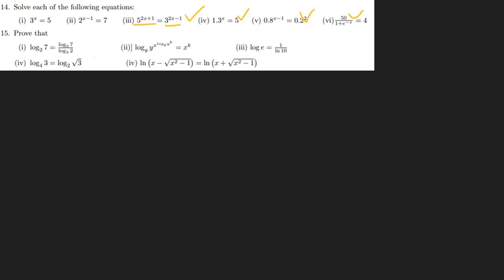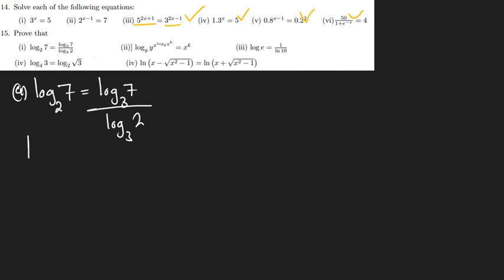Question 15 is saying we prove that log base 2 of 7 can also be written as log base 3 of 7 over log base 3 of 2. This is the change of base formula, guys. They are simply telling you to take it to log base 3.